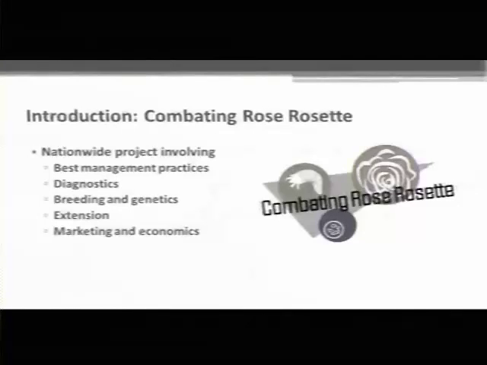We want to find out in part whether our marker-assisted selection approach is actually going to be economically viable, and whether people are actually going to want to buy the roses that we create. That's kind of important.